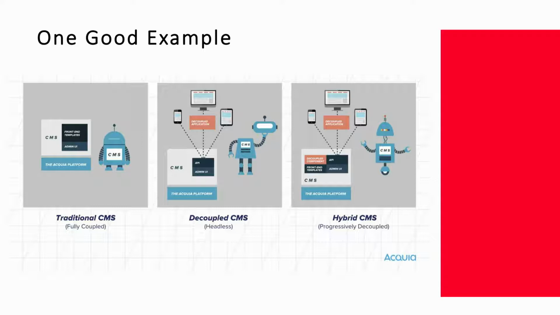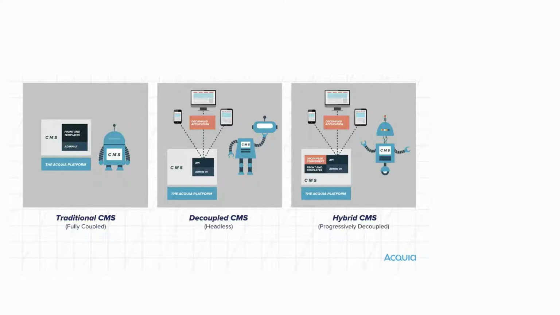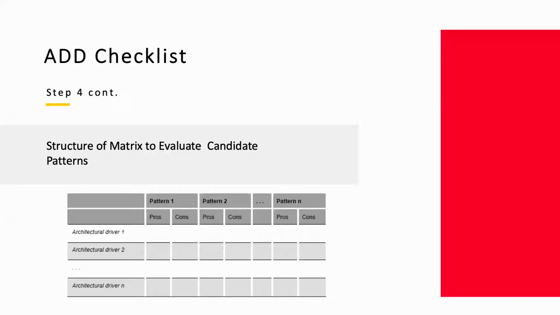There's the traditional CMS, where you have Drupal fully coupled, and you have headless or progressively decoupled. That can be one pattern that you decide on anytime you build a Drupal site. Then you list the pros and cons of each. There's information on the web for everything, but this table allows you to really define: are we going to head down a headless or decoupled CMS approach, or are we going to just use Drupal out of the box?